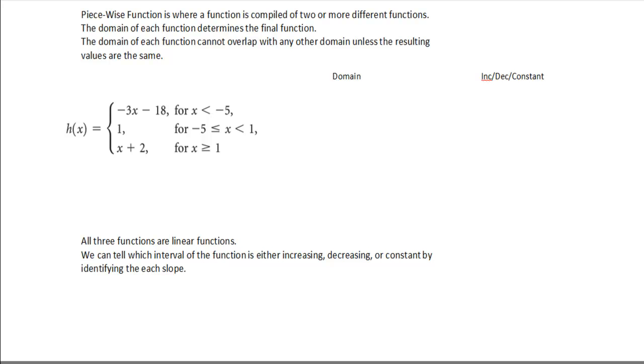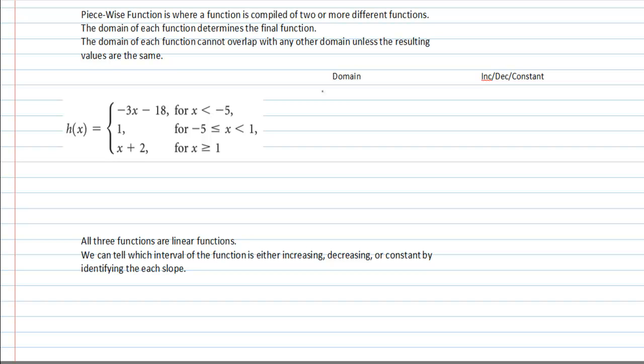For the following function h of x, we have three different functions involved. Negative 3x minus 18 for when x is less than negative 5. 1 for when x is between negative 5 and 1. And x plus 2 when x is greater than or equal to 1.